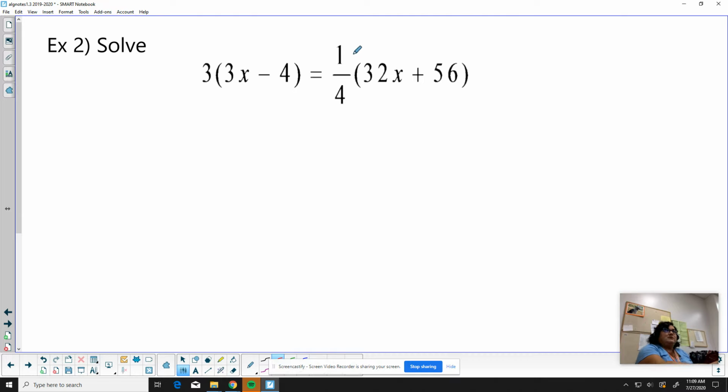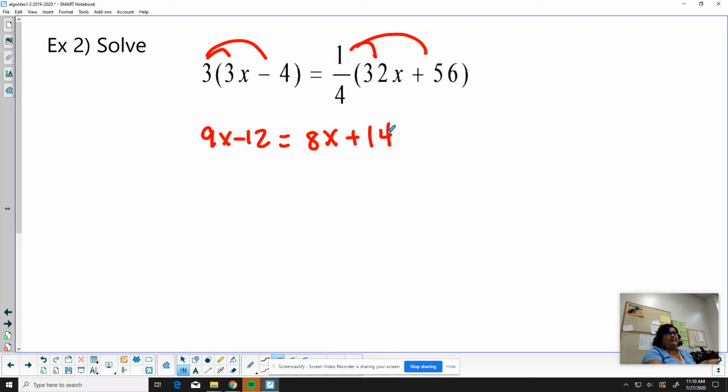All right, so number 2 has a fraction on the right, and it's got parentheses, which is different than the last one. So we need to distribute on both sides. So we're going to distribute the 3 to both of the terms inside the quantity here. So 9x minus 12. And on this side, we're going to distribute the 1/4, or you can divide by 4 on both of them if that's easier for you. So 1/4 of 32, you could either type in your calculator or just do a little division in your head, 8. And then 56 divided by 4, let's see, I believe that's 14. Okay, so I've gotten rid of the parentheses by doing distributive.